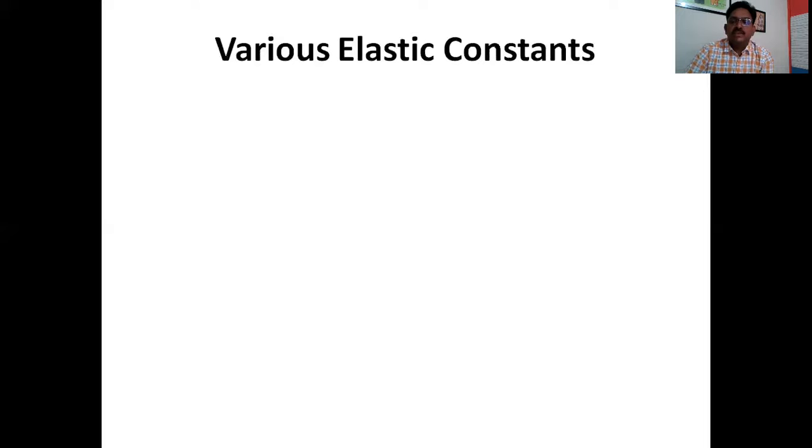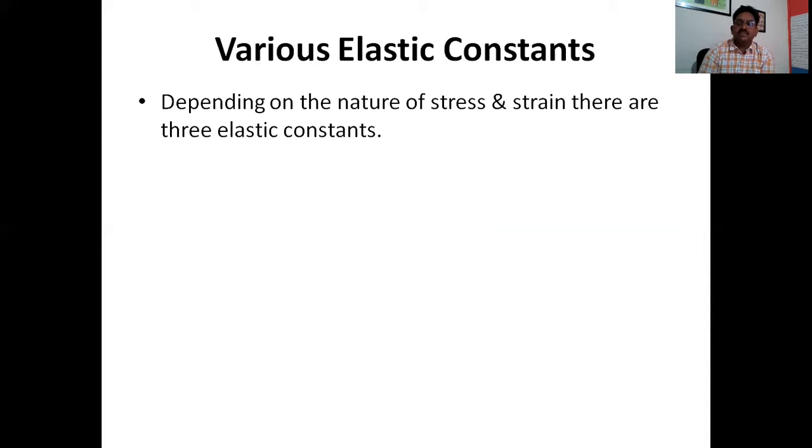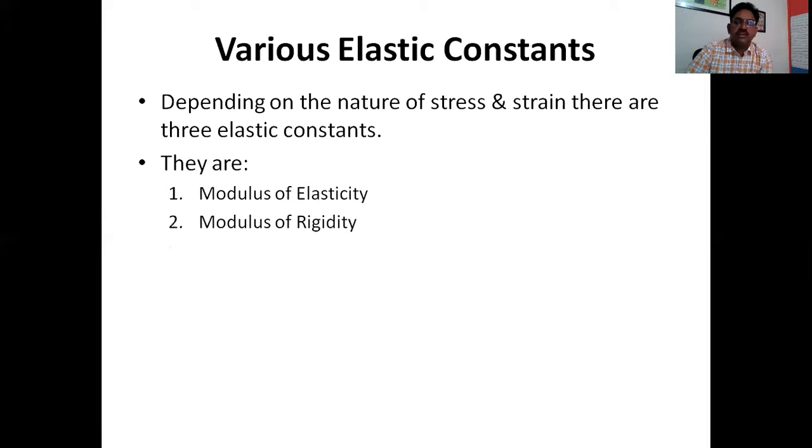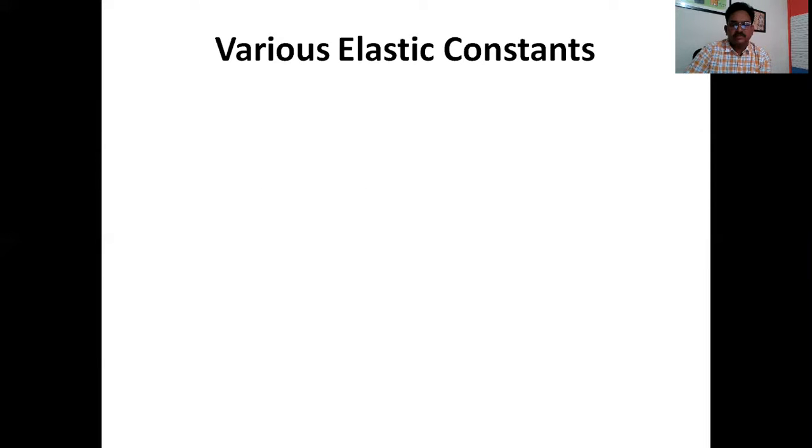Now we will go through various elastic constants. Depending on the nature of stress and strain, there are three elastic constants. What are those three? One is the Young's modulus or modulus of elasticity. The second one is called modulus of rigidity. The third one is called bulk modulus. Now we will go through in detail what these are.